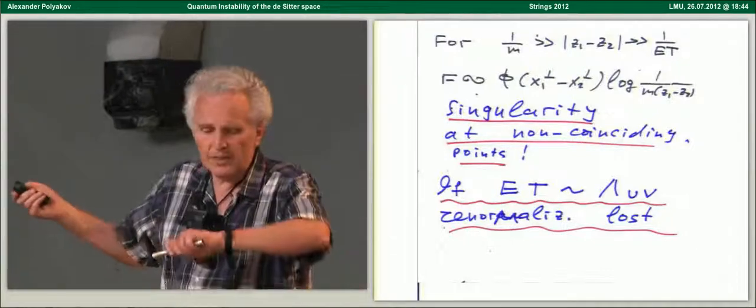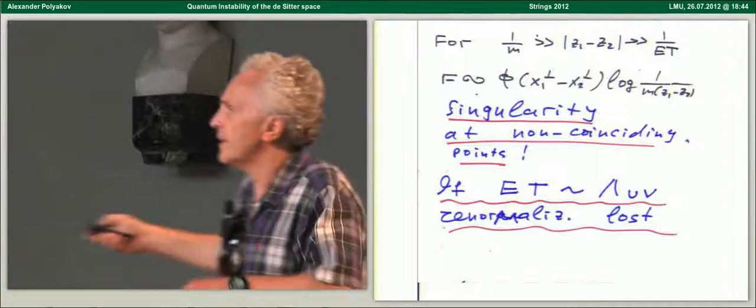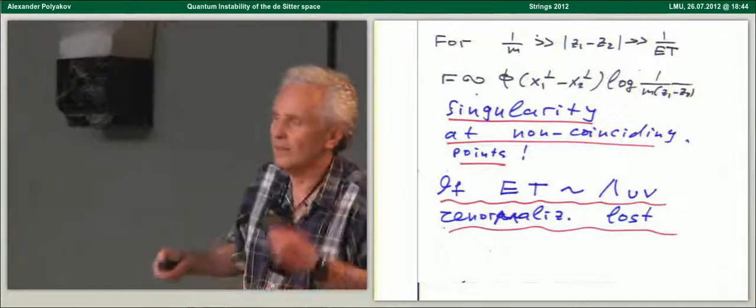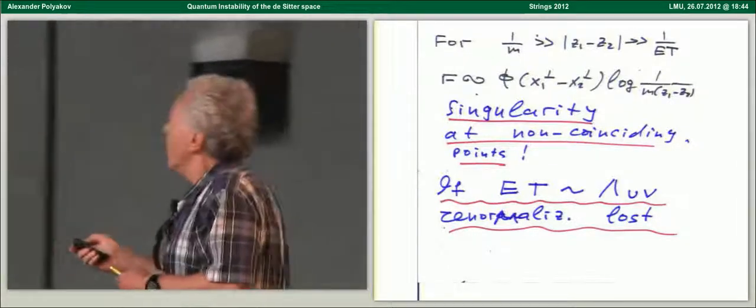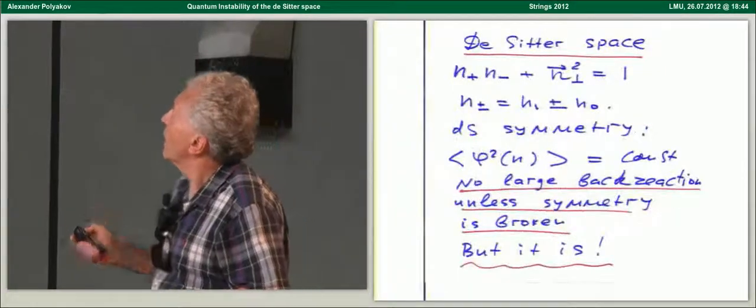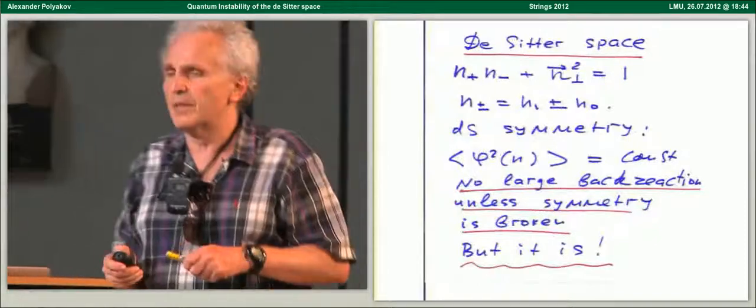At the same time, what's interesting is that if you calculate the in-out matrix element, then nothing happens. You don't notice this non-generalizability. So let's keep this in mind and switch to the de Sitter space, where the situation is very similar.